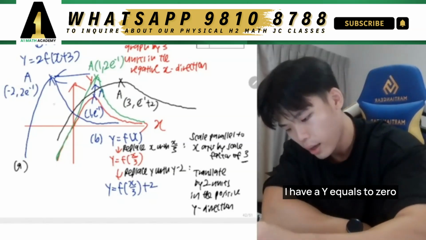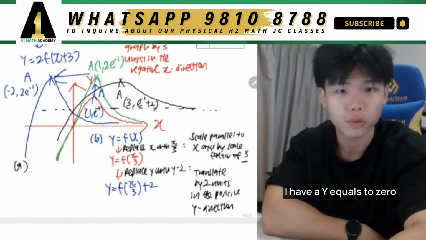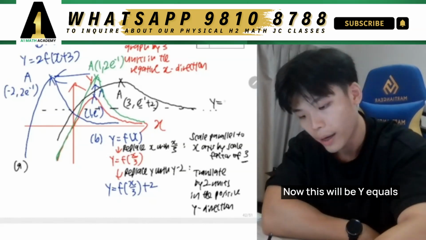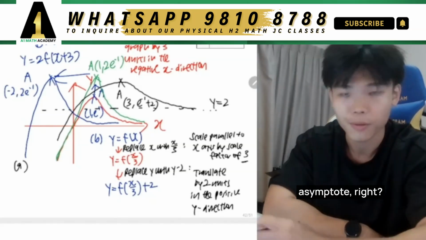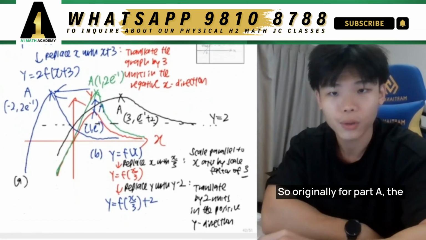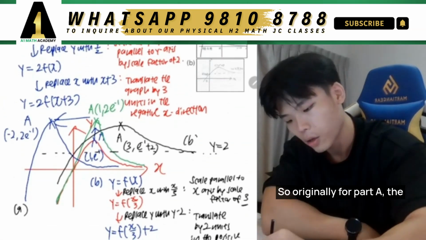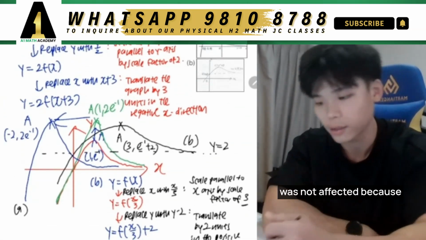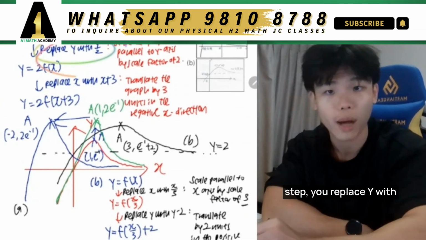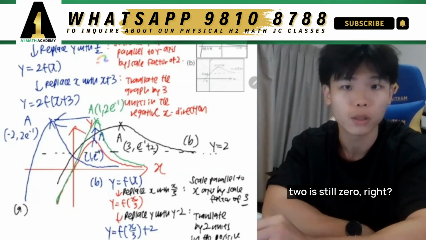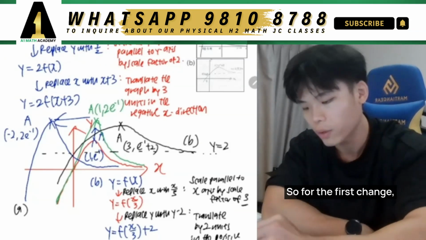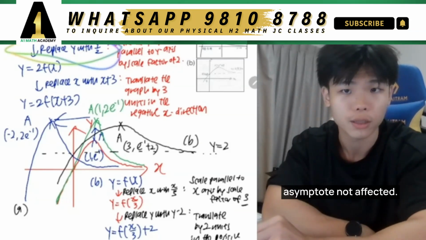And remember earlier on I have a y equals to 0 horizontal asymptote. Now this will be y equals to 2 for the horizontal asymptote, right? That would be about it. So originally for part A, the horizontal asymptote was not affected, because you see that for the first step you replace y with y over 2, 0 over 2 is still 0, right? So for the first change, the horizontal asymptote is not affected.